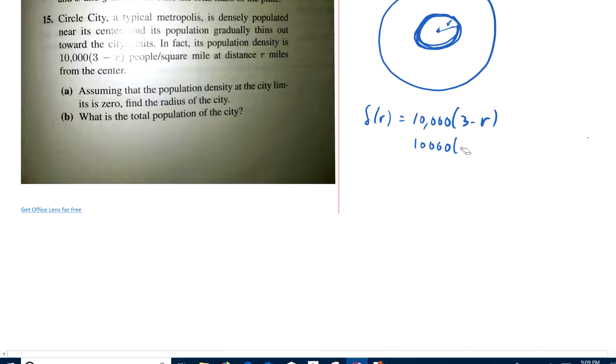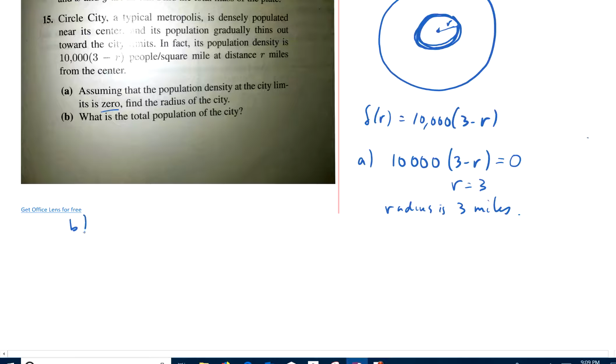Okay, so let's do this, part A. So assuming the population density at city limits is 0, find the radius. Well, that means that we can use the one that set the density equal to 0 and solve for r, and that will tell us what the radius is when the density is 0. So r is equal to 3. So the radius is 3 miles.